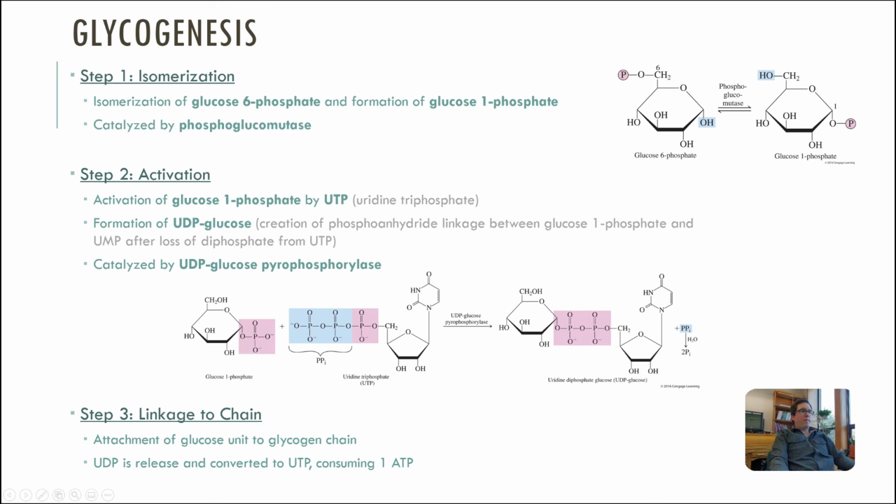All right, and finally, step 3 is linkage to the chain, so how we're actually growing our glycogen polymer. Ultimately, that UDP is released and it's converted back to UTP to start the process again, and that last step consumes 1 ATP, so it costs energy to build glycogen. All right. So we regenerate our UDP. These separate. We now have our glycogen polymer, which we're really after. We have our UDP. That UDP gets regenerated.